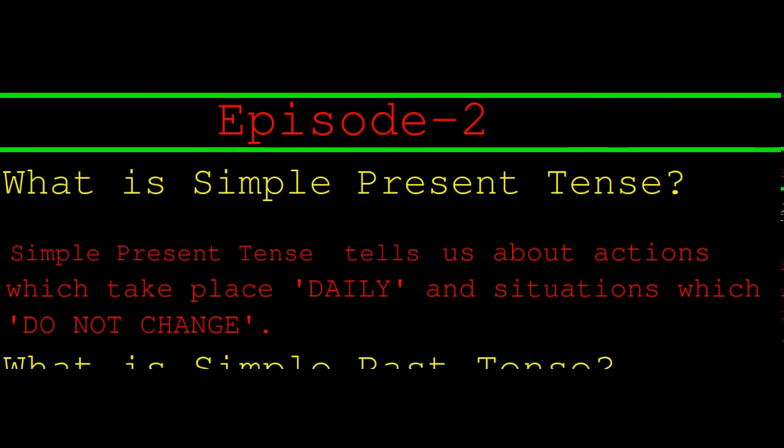Simple present tense tells us about actions which take place daily and situations which do not change. So, in simple present tense, the situations do not change and the actions take place daily.